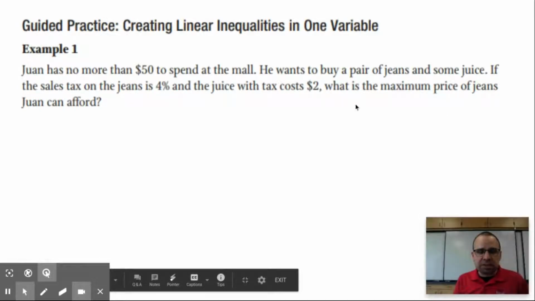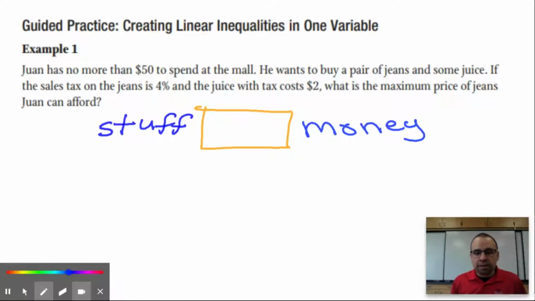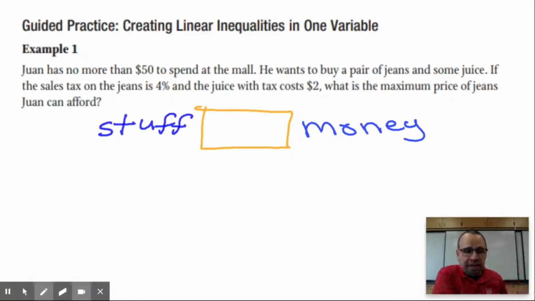Okay, so this particular problem, we're going to, again, create an equation, and I like to do the big picture stuff first. So let's do that. Here's a big picture way of doing that. You've got stuff and you've got money. Juan wants to buy some stuff. He's only got so much money. So my question is, how does the less than or greater than symbol fit in here? Where do you think it goes? Do you think the stuff should be greater than the money, or the money should be greater than the stuff?